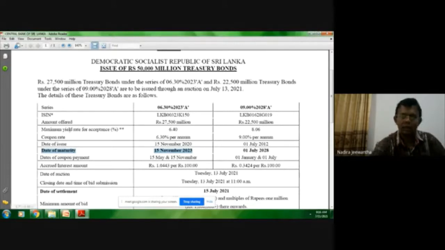Now see, the dates of coupon payment: 15 May and 15 November. I'll come later to how this 15 May and 15 November come about, don't worry. But see, May and November, a 6 month gap, twice a year. Or it could be January and June, 6 months apart.